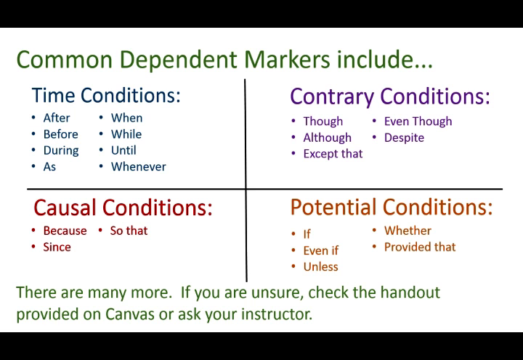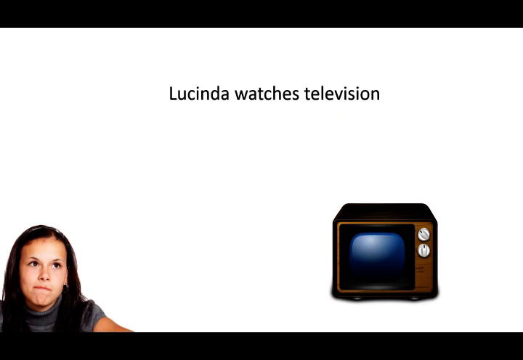If you are unsure whether a specific word is a dependent marker, consult the list provided on Canvas or ask your instructor. Recognizing dependent markers is important to determining whether a sentence is complete or not. Let's go back to our clause from earlier, Lucinda watches television, and add a dependent marker to the beginning. When Lucinda watches television. I know it's a clause because I still have a subject and a verb.